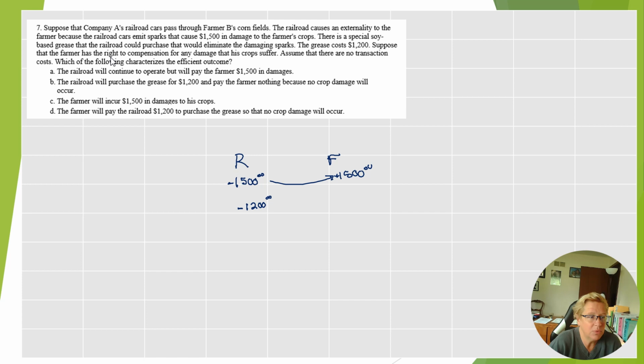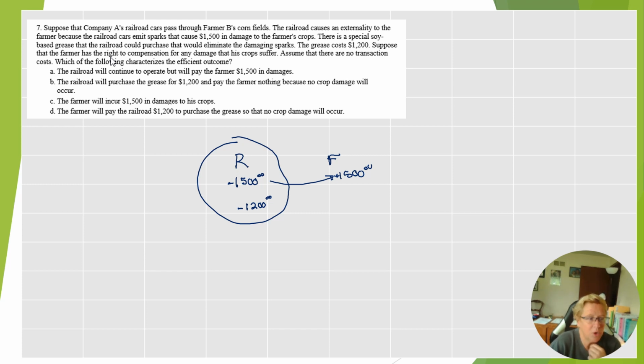So the railroad will continue to operate, but it will pay the farmer $1,500 in damages. Well, from the railroad standpoint, that seems like a stupid thing, because we're going to take the chance, but we may have to pay $1,500. What if sparks happen every single day? That could be very costly, very quickly. Plus, $1,500 is greater than the $1,200. So I'm not loving that answer.